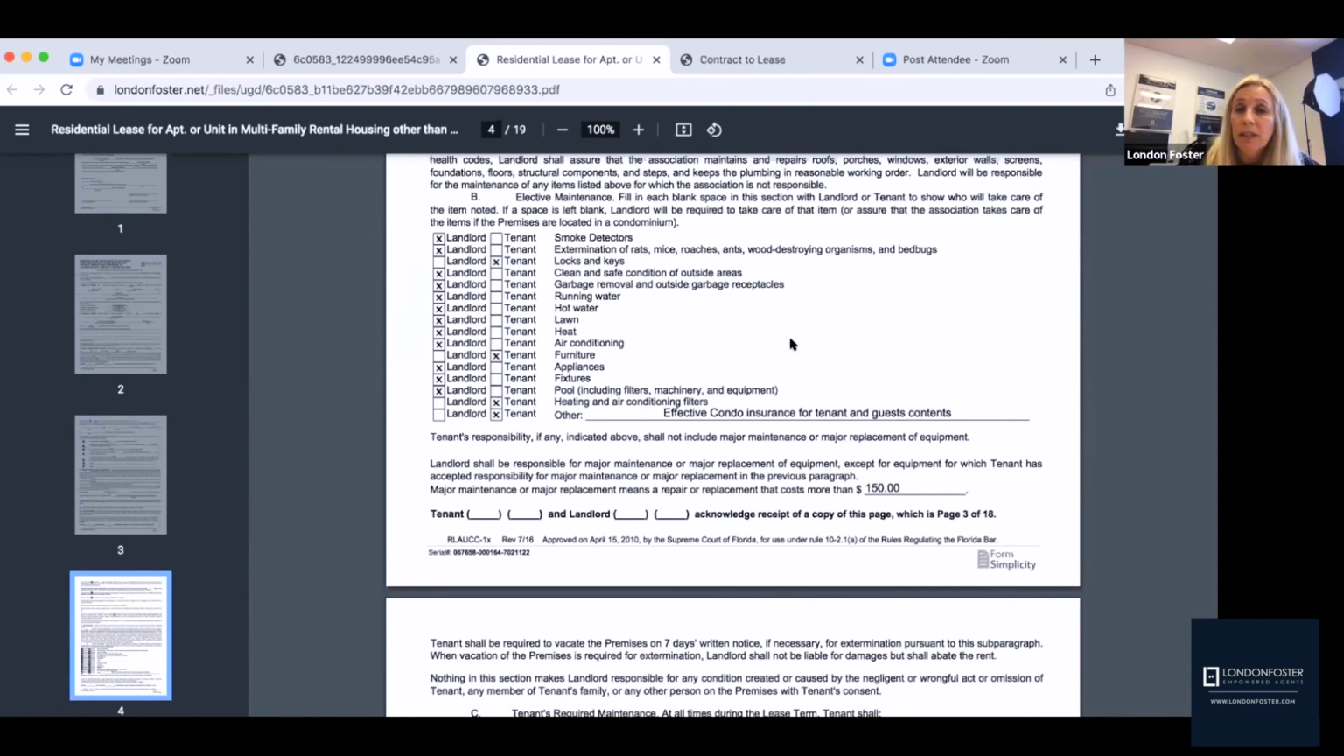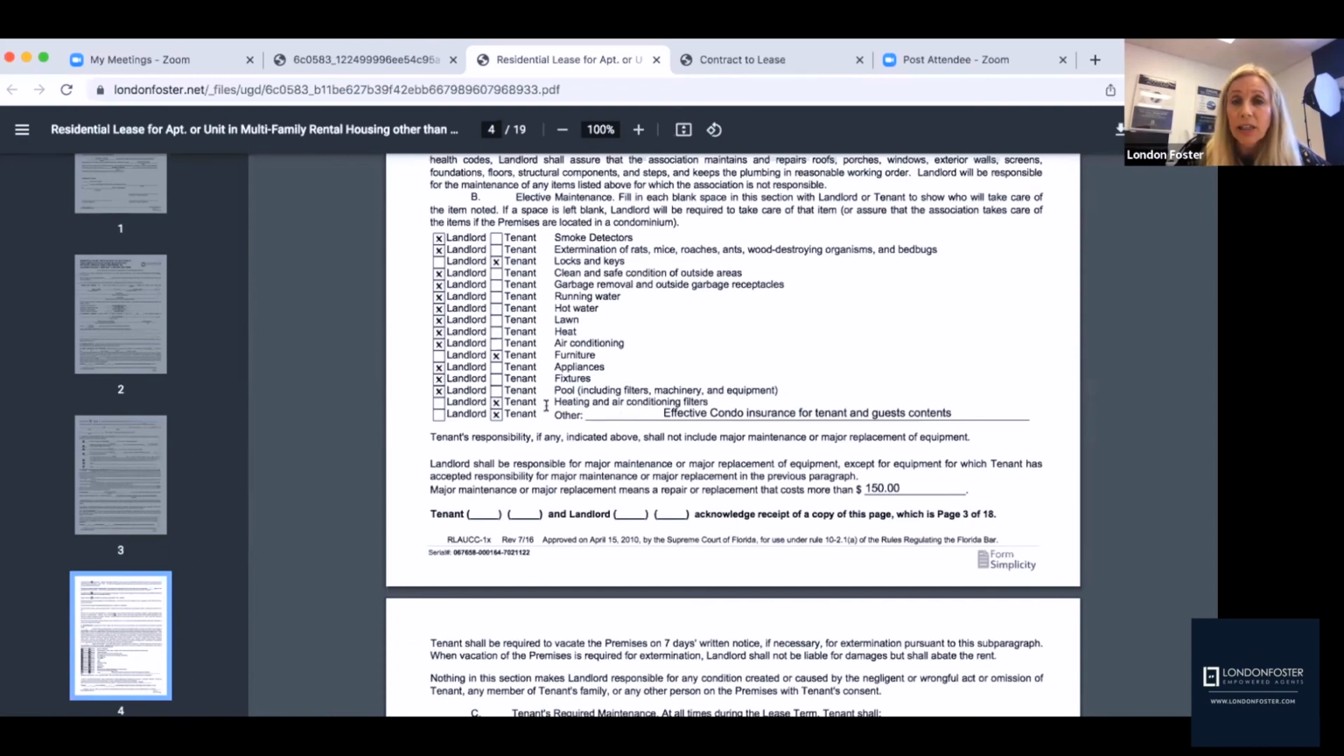The pool, if it's at a condo, and this goes into the amenities for the condo association, the landlord will be responsible for that. If it's a single family home, obviously, they're probably going to make the tenant responsible for the filters at least, and making sure that it's in running condition.